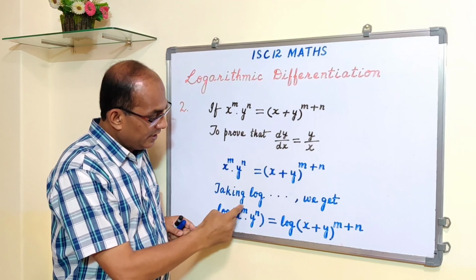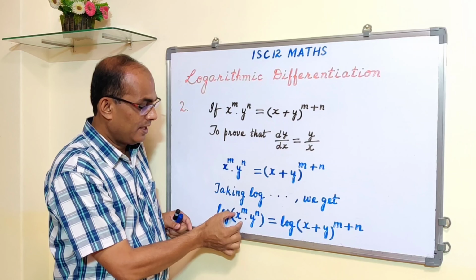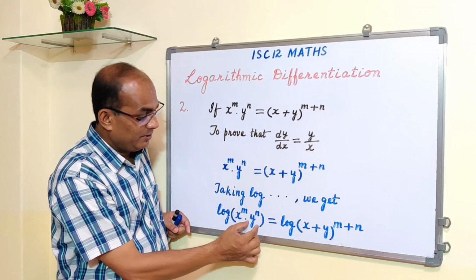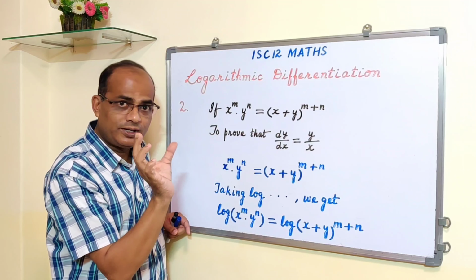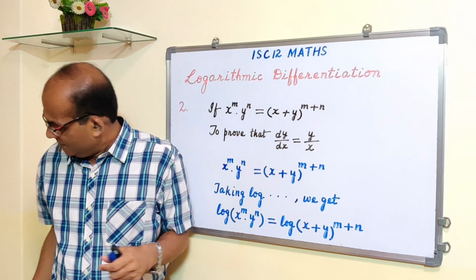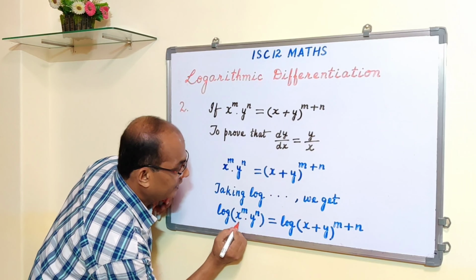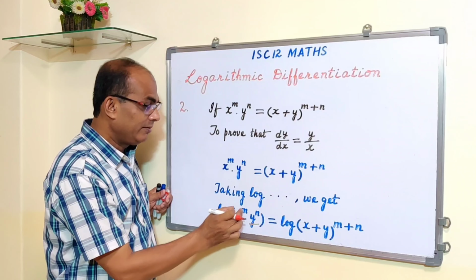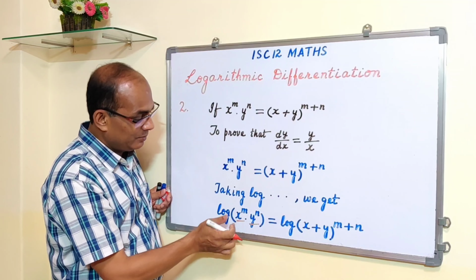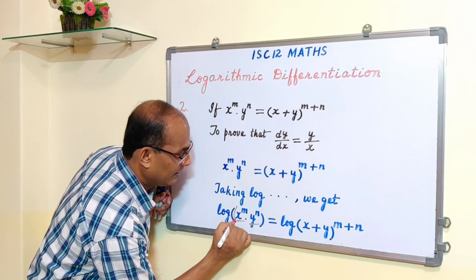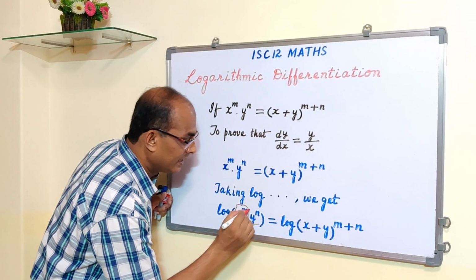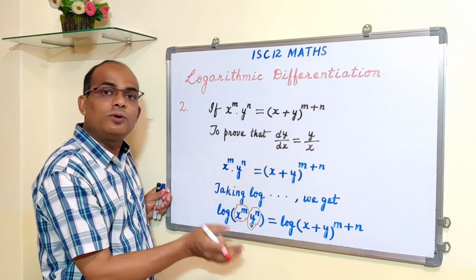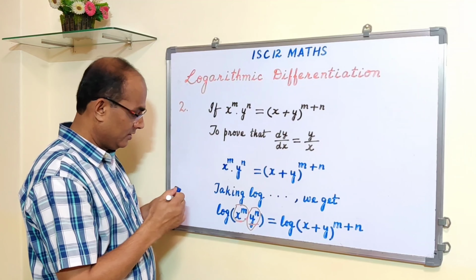Please try to understand. First, this total, x raised to the power m, we are taking as capital A, and this total, y raised to the power n, we are taking as capital B. Log A into B is equal to log A plus log B. So we are going to write down that log of a product.